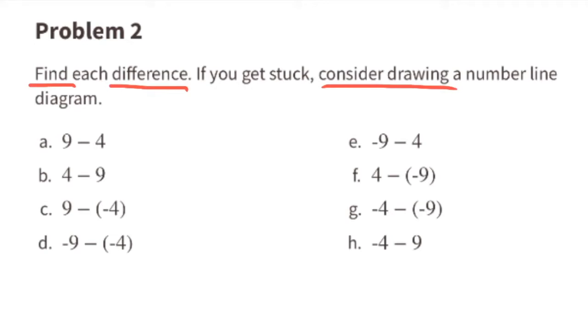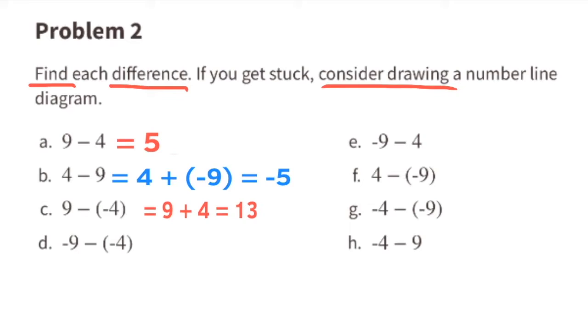If you get stuck, consider drawing a number line diagram. A, 9 minus 4. That's a difference of 5. B, 4 minus 9. That's a difference of negative 5. C, 9 minus a negative 4. That's like 9 and the opposite of negative 4. And the opposite of negative 4 is positive 4, so we can rewrite it as 9 plus 4, and that equals 13.